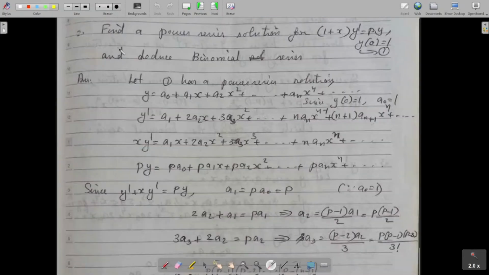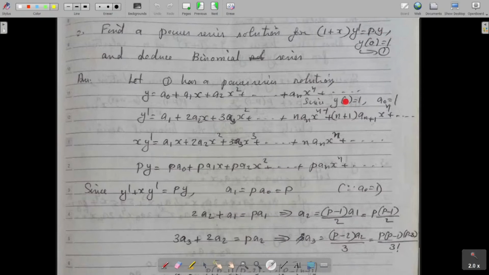One more problem. Find a power series solution for 1 plus x into y dash equal to py, where y of 0 equal to 1, and deduce the binomial series. We assume that this differential equation has a power series solution of the form y equal to a0 plus a1x plus a2x square plus etc., plus nth term an x to the power n plus etc. And it is given here an initial condition y of 0 equal to 1.